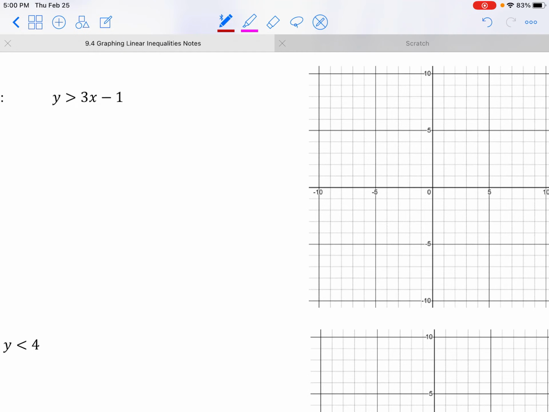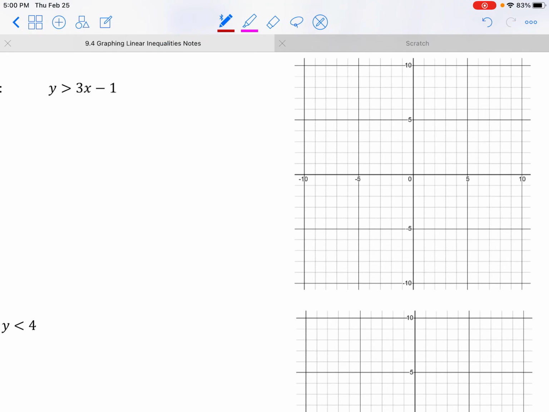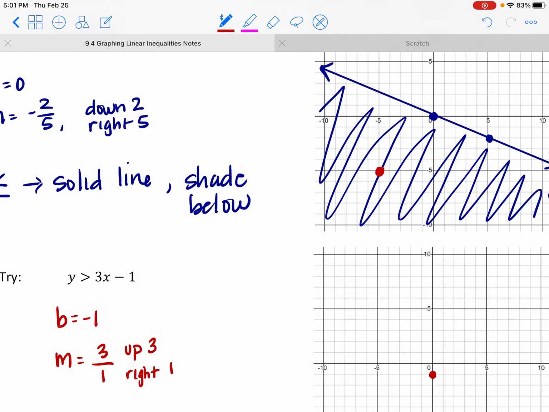All right, one for you to try. If you're feeling confident, give it a shot. If not, then let's do this one together as well. So in this case, I can see b is -1. So that's telling me to begin on the y-axis with a point at -1. And this one is showing me my slope is 3. Now 3 as a fraction is 3 over 1. So that's telling me to get from that point that I just made to my next point, I can go up 3 and right 1 and make my next point.